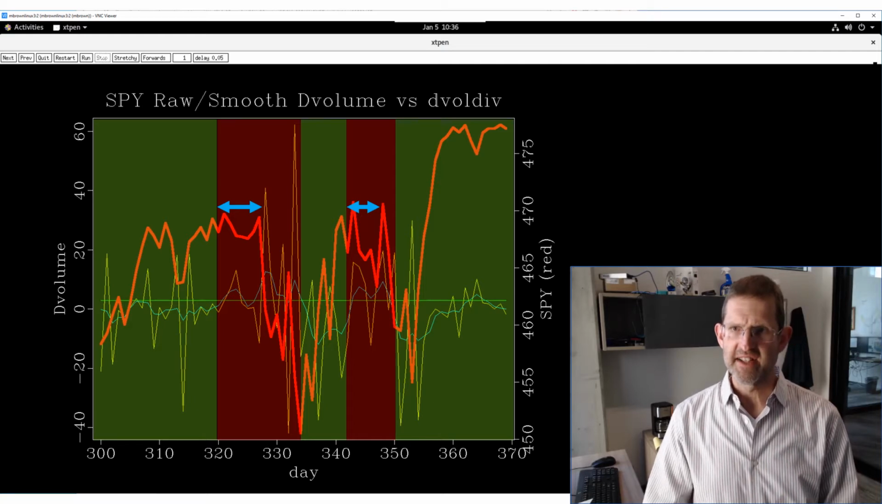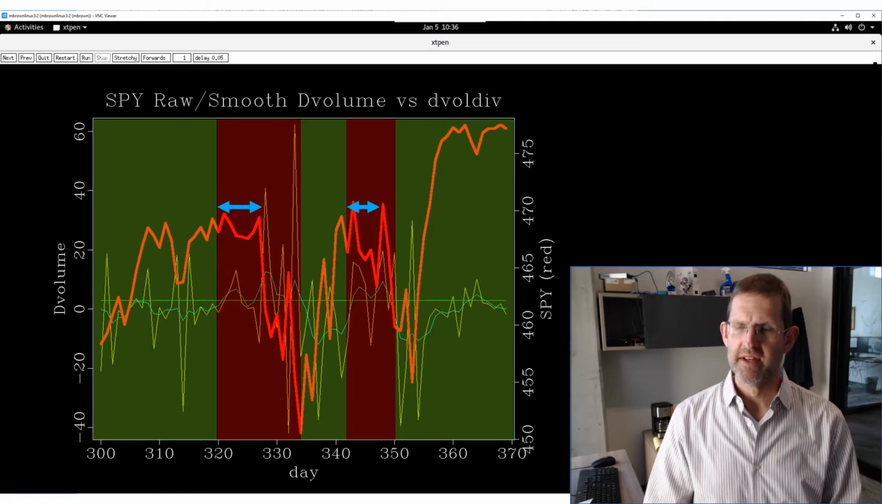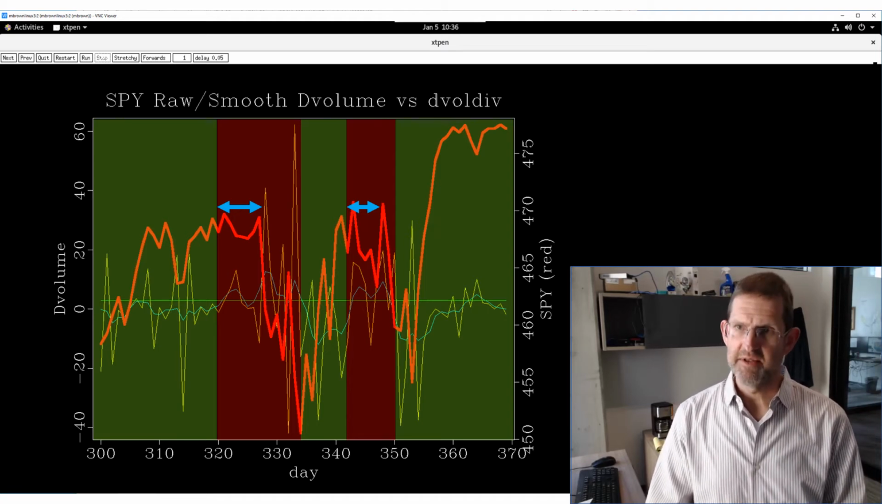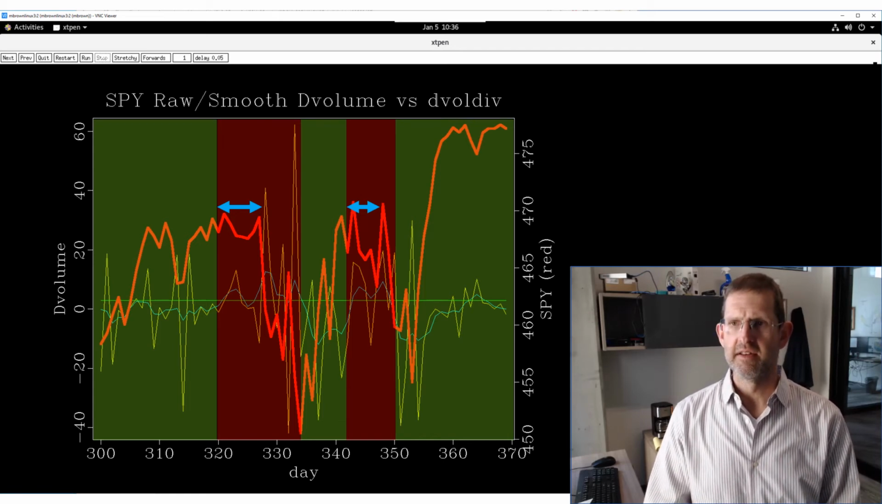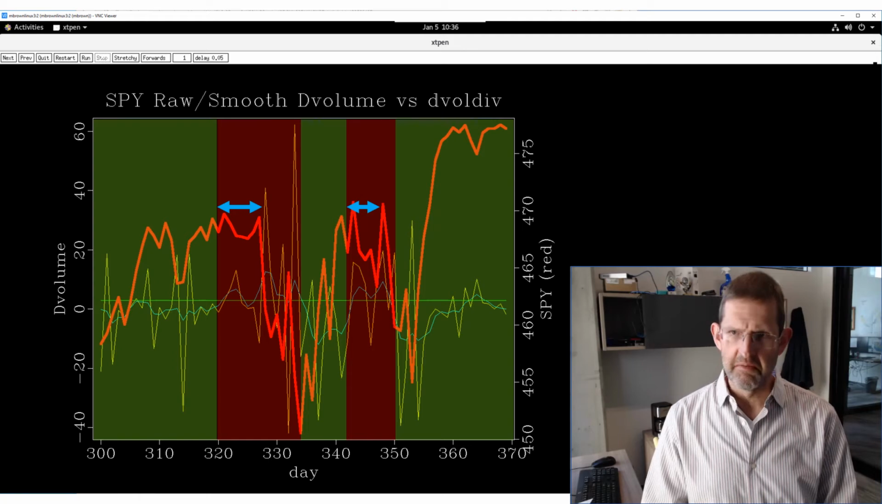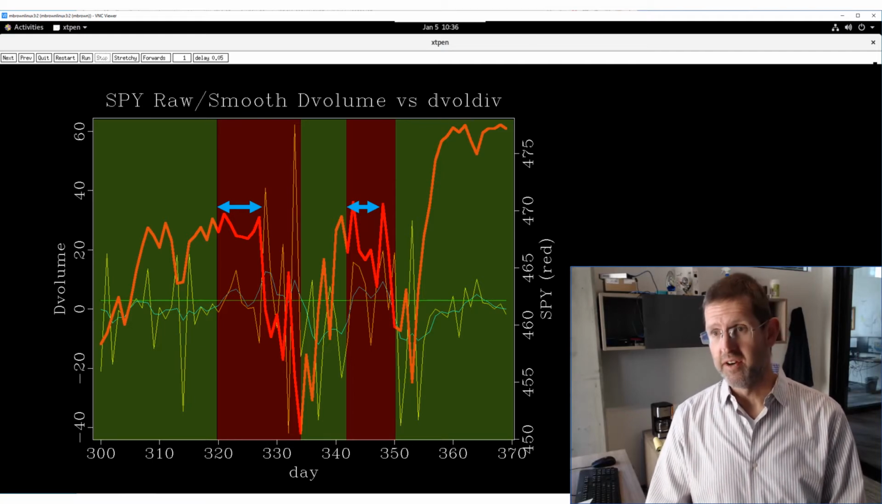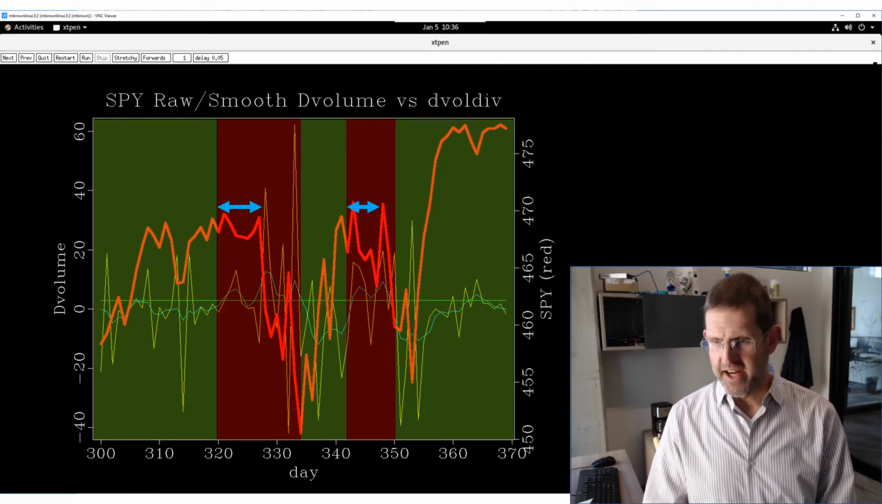So a big question to ask is whether this D-volume indicator has any predictive power. In other words, does the bearish signal happen before the drawdown starts? And does the bullish signal occur before the drawdown is finished? For the two drawdowns in this sample set, you can see that the onset of the bearish indicator leads the start of the drawdown by between 5 to 8 days. So that's good. The bullish indicator seems to nail the start of the recovery pretty accurately. Maybe it's a day or two early.